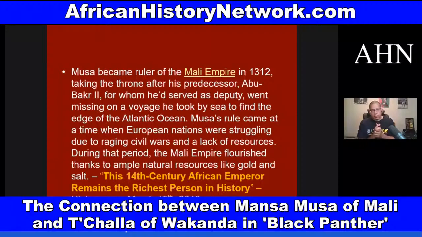This is an excerpt of this article. This 14th century African emperor remains the richest person in history. Talking about Mansa Musa. This came out March 19th, 2018, the month after Black Panther came out, which came out February 16th, 2018. This is at history.com.